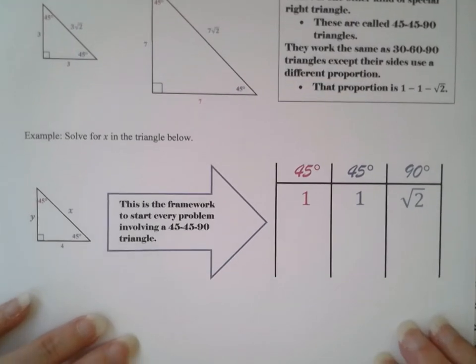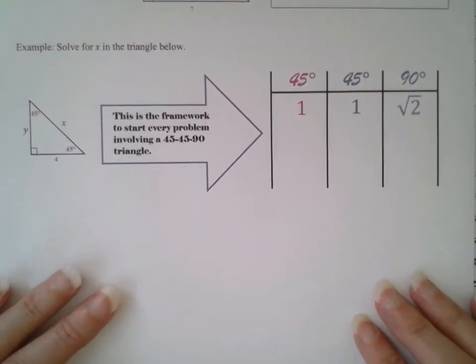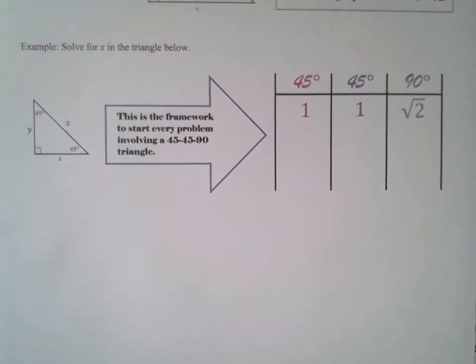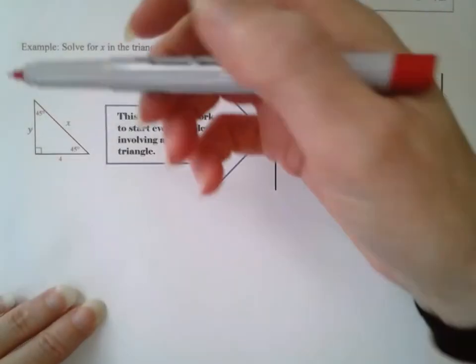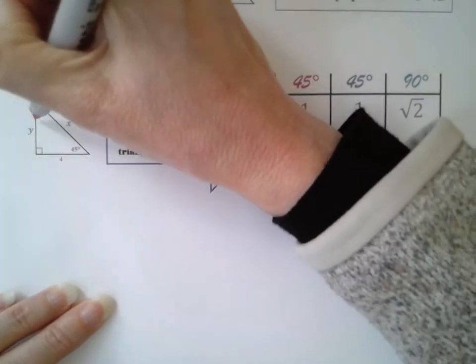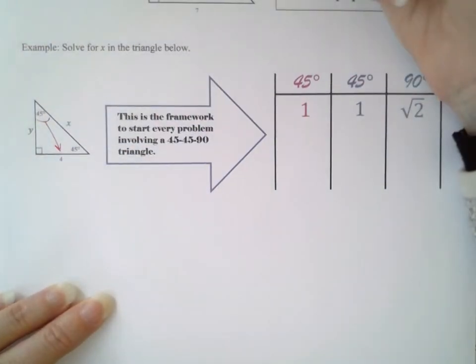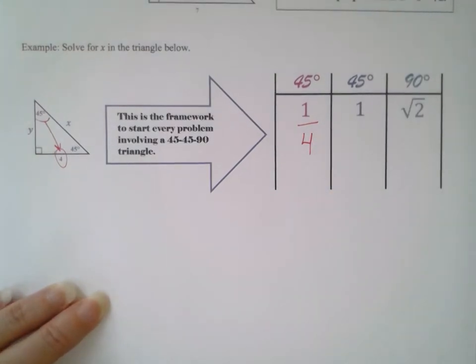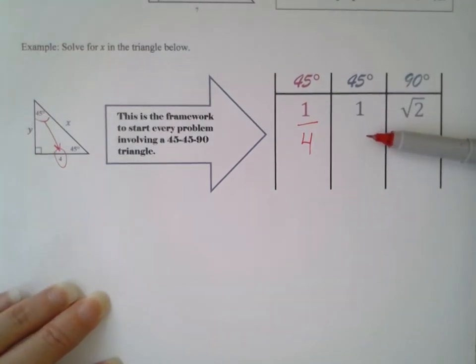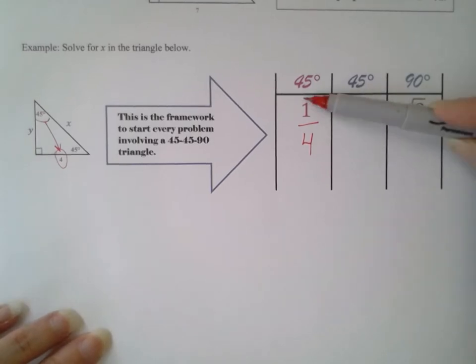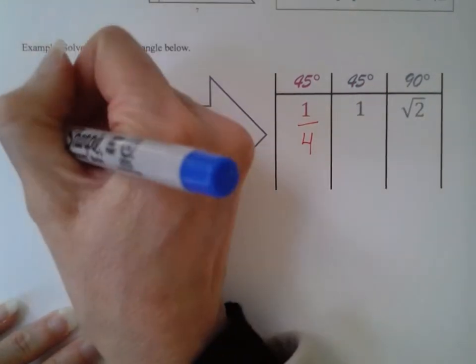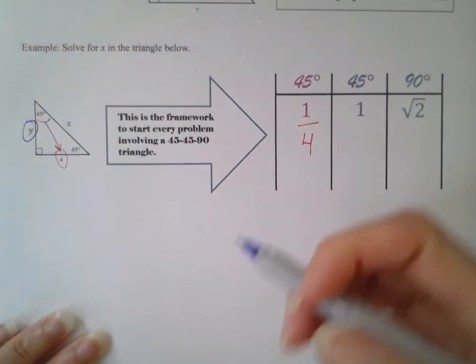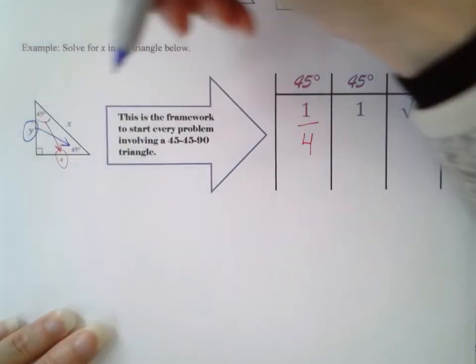So here we go. We've got our example problem. We're going to fill our information in. I'm going to start with the red 4. So here's a 45, and this is the side across from it, 4. So I'm going to put that 4 right here. Could I put that 4 right here? Absolutely yes. I can put the 4 under either one of the 45-degree angles. It doesn't matter. Then I have y. Y is across from another 45, so that's where my y goes.